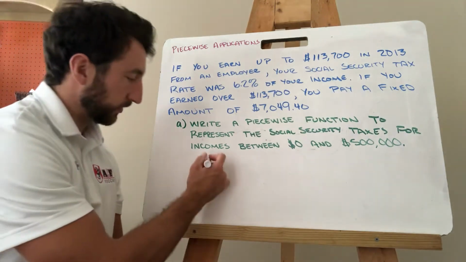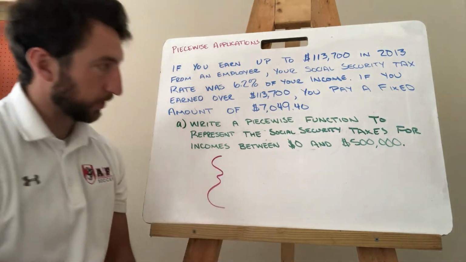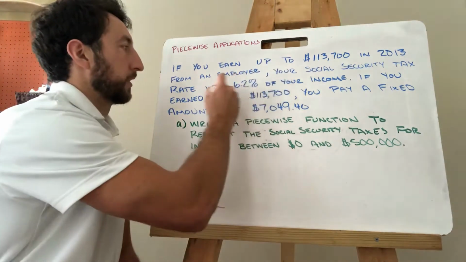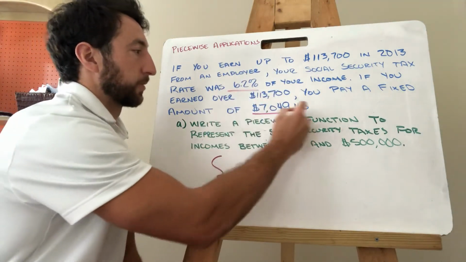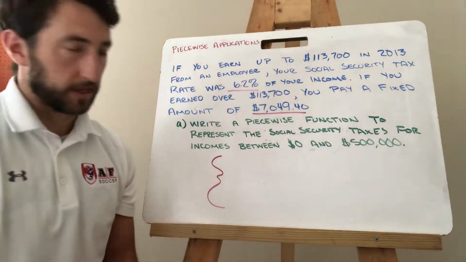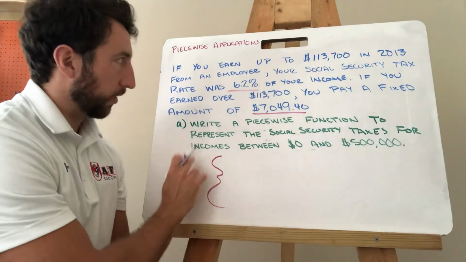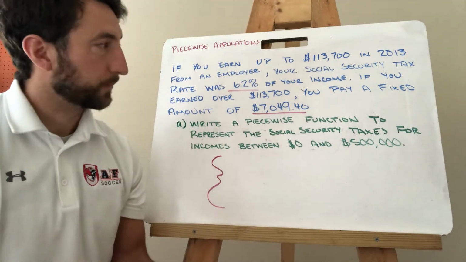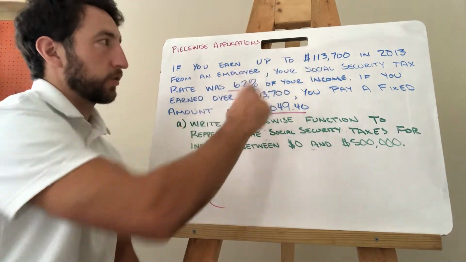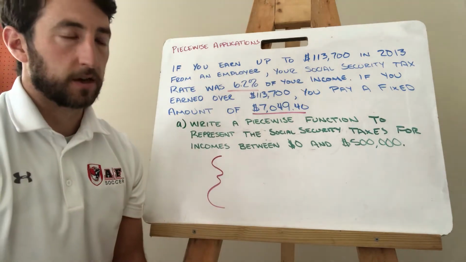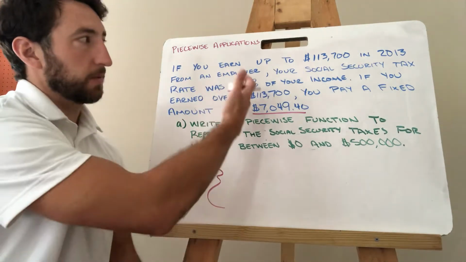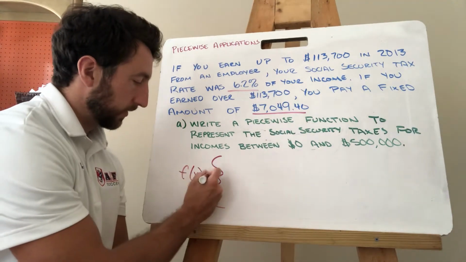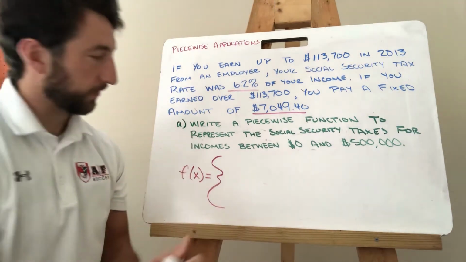Remember, we start off with our big bracket. There's going to be two pieces: there's the 6.2% part, and then there's the part that breaks down the $7,049. The first thing we want to do is restrict the domain. Our X is going to be the income, and our Y is going to be the amount that we pay in taxes. So I'm going to put my f of X over here, and it's equal to two different equations.